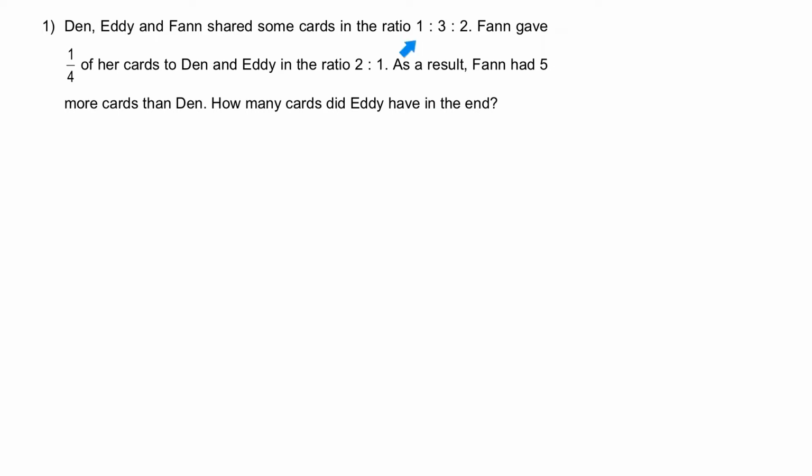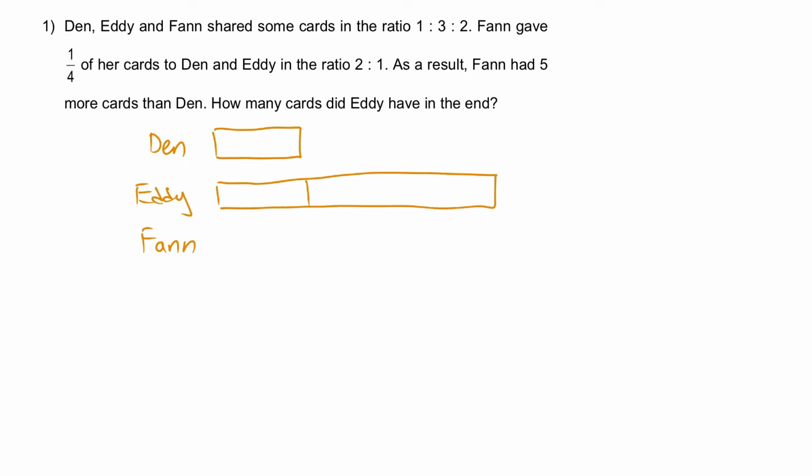Given that this is a ratio question, usually we will be using the ratio table. However, for this question, it will be easier for us to use a model. It will be much easier to visualize. So let's draw out the model comparing Dan, Eddie, and Fan. The ratio is 1:3:2.